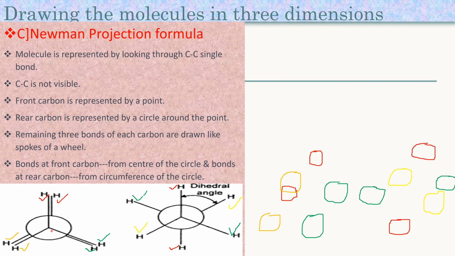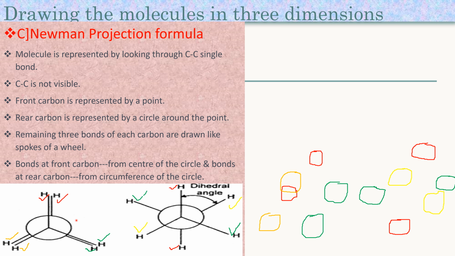In case of the front carbon atom, the remaining 3 bonds radiate from the center of the circle, and the bonds of the rear carbon atom are represented by radiating from the circumference of the circle. So in this way we represent the ethane molecule here. Now both of these diagrams are for the ethane molecule, and they represent the Newman projection formula of the ethane molecule. But this first representation is called the eclipsed conformation.